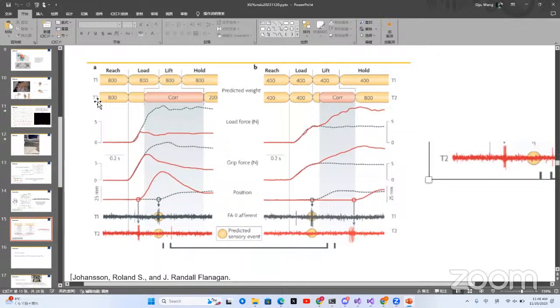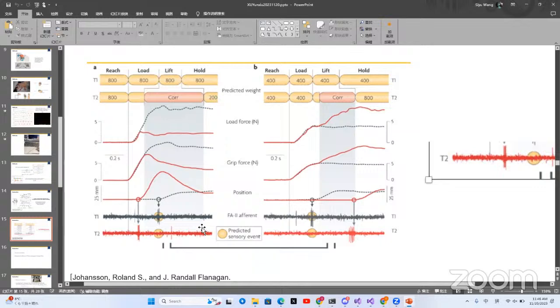And T2 is another cube. You also think it's 800 grams and you lift it, but you feel, whoa, very light. Then the position will exceed the table too much. And then the stimulus starts far before the predicted sensation. Then your brain will start the correction mechanism, this part, correction. And then you will change the force of your finger.